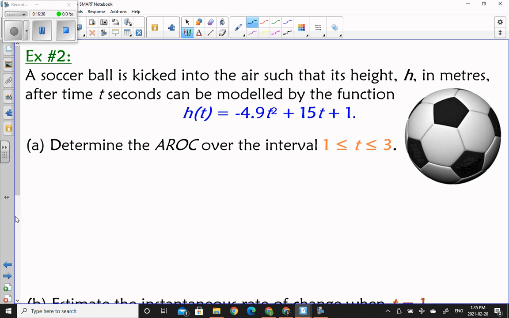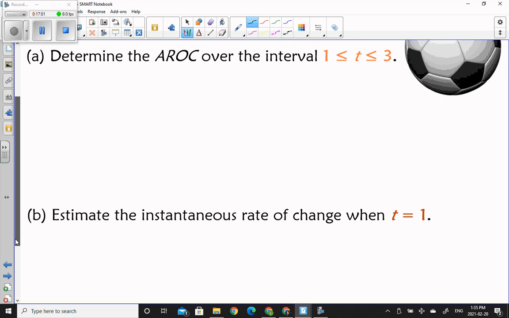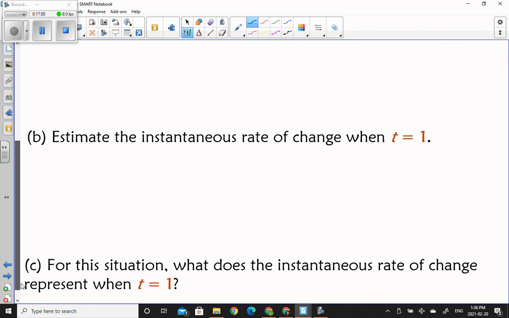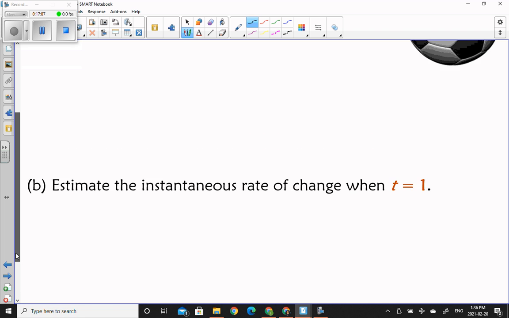So let's try an example. A soccer ball is kicked into the air such that its height h in meters after time t seconds can be modeled by the function h(t) = -4.9t² + 15t + 1. A, determine the AROC over the interval 1 ≤ t ≤ 3. Part B says estimate the instantaneous rate of change when t equals 1. And C, for this situation, what does the AROC represent when t equals 1?